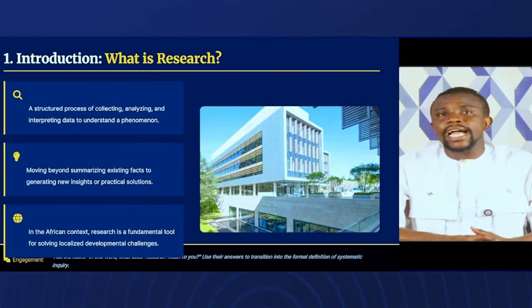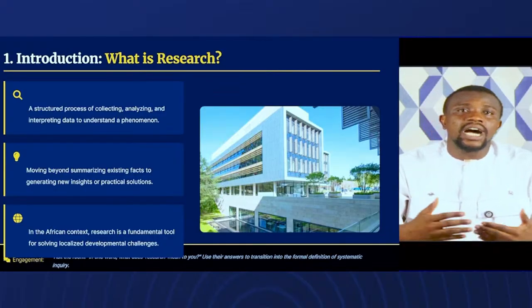You know, there was a time in the history of the world when we started using the internet, when the internet revolution started. And as of today, we are already in the AI revolution. From AI, we are moving to the agentic model. What are we saying? It means that there is progressiveness in knowledge. And please know that in the African context, research is very fundamental for us to solve our localized developmental challenges. Now, why does research matter for Africa? I think we need to establish that foundation very well.